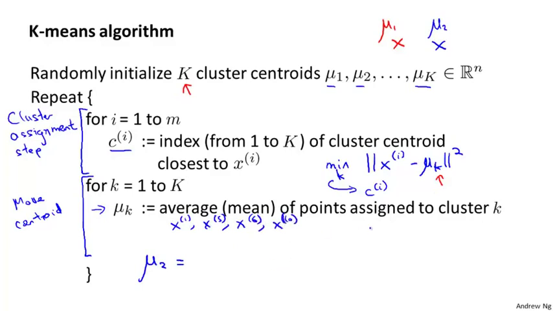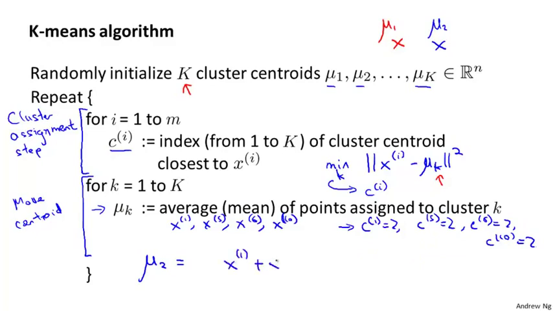What this means is that c1 equals 2, c5 equals 2, c6 equals 2, and similarly, c10 equals 2, right? If we got that from the cluster assignment step, then that means that examples 1, 5, 6, and 10 were assigned to cluster centroid 2. Then in this move centroid step, what I'm going to do is just compute the average of these four things.